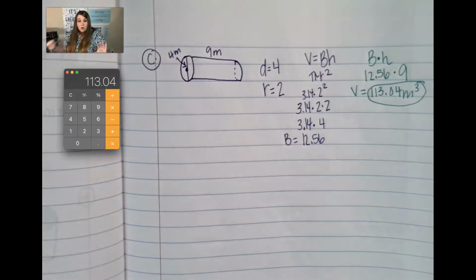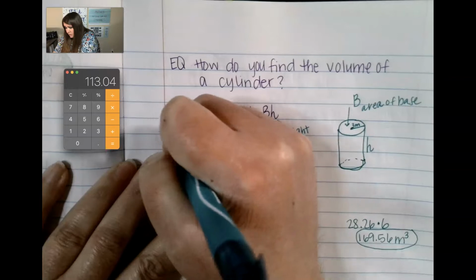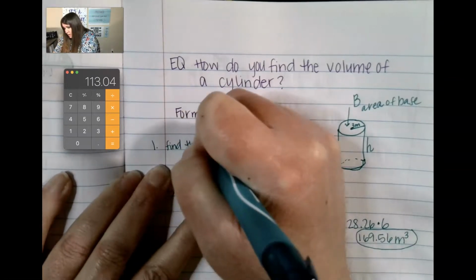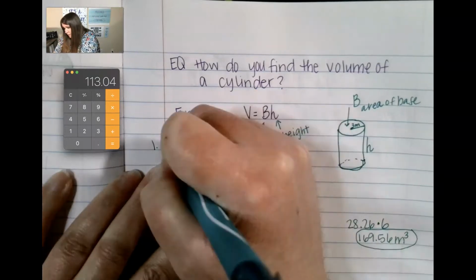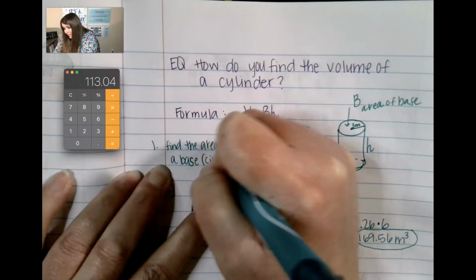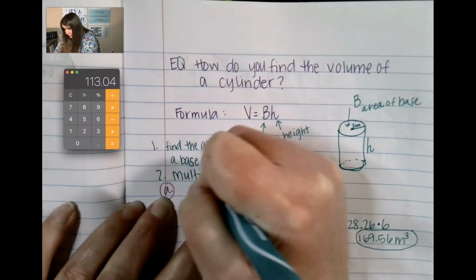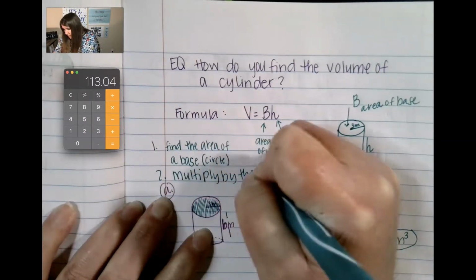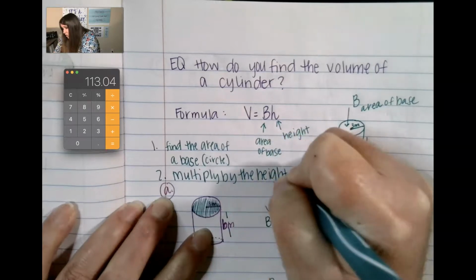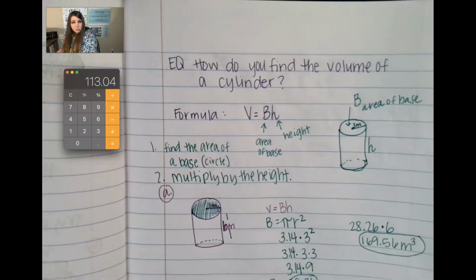So in order to find the volume of a cylinder, our first step is to find the area of a base, or in parentheses, you can just write the area of a circle. And then step 2, multiply it by the height. Those are the 2 steps that we have done.